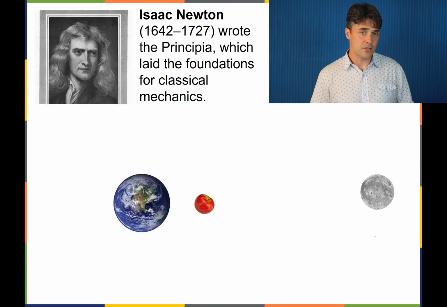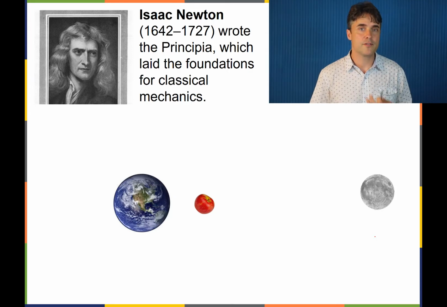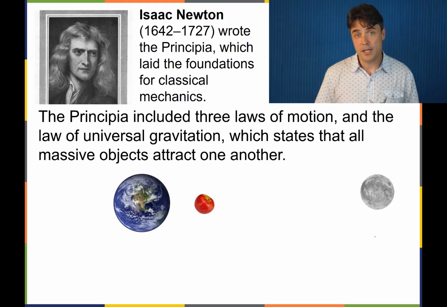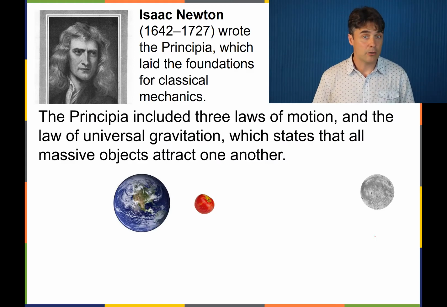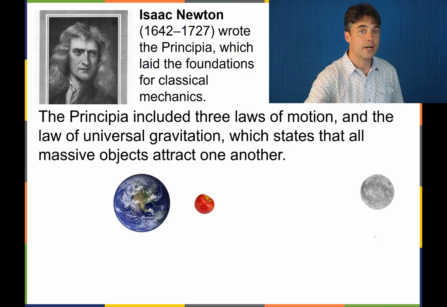Another famous physicist who made a lot of progress was Isaac Newton. He wrote a book called the Principia, which laid the foundations for what we now call classical mechanics. The Principia included 3 laws of motion, now called Newton's laws, and the law of universal gravitation, which states that all massive objects attract one another. Apparently, Newton's inspiration for this last one came to him one day while he was outside under an apple tree, looking up at the moon.